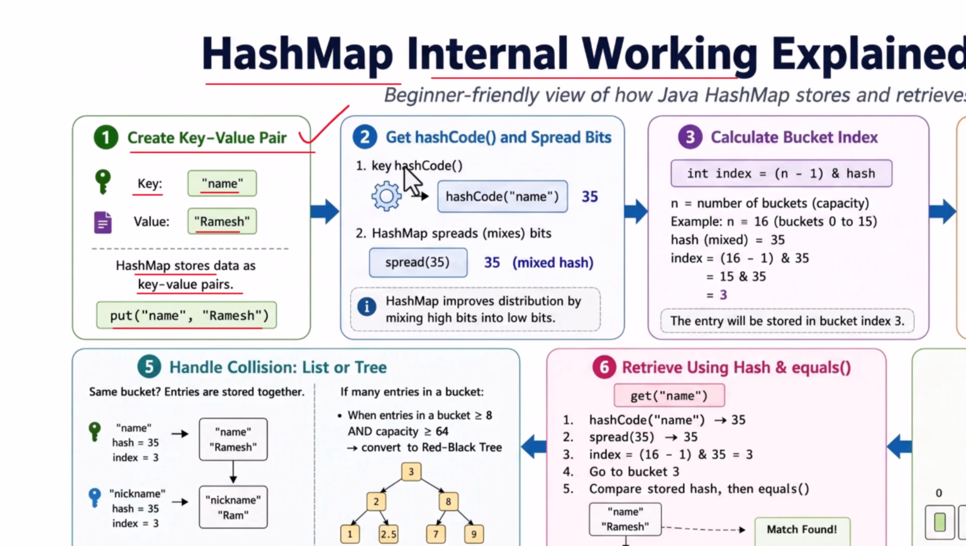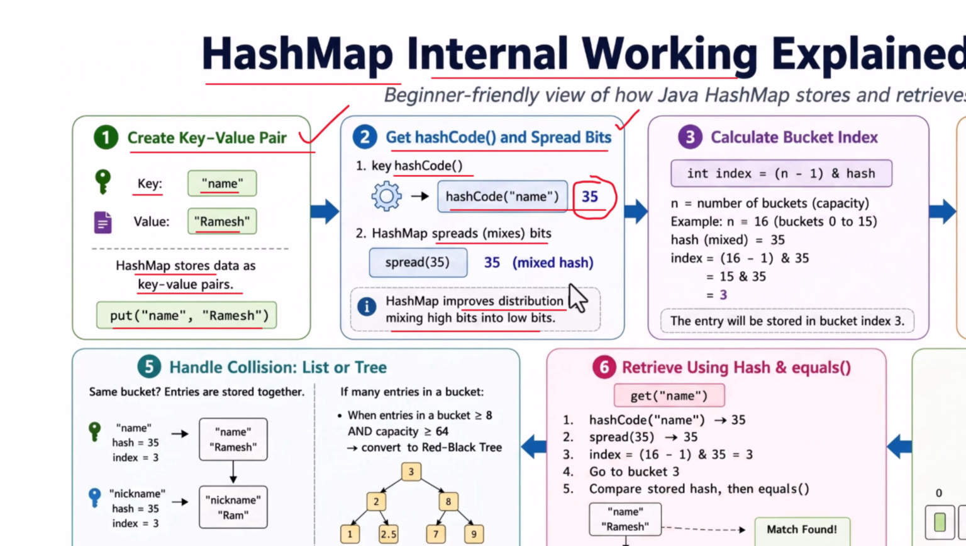The second step is get the hash code and spread the bits. HashMap first calls the hashCode method on the key. Suppose the hashCode of name is 35. HashMap does not simply use the raw hashCode without any processing. It performs an internal bit mixing operation. This operation mixes some higher bits into the lower bits and produces a better distributed hash value.